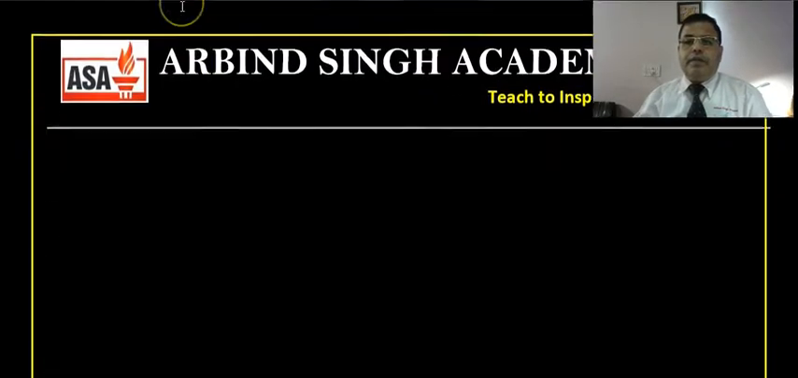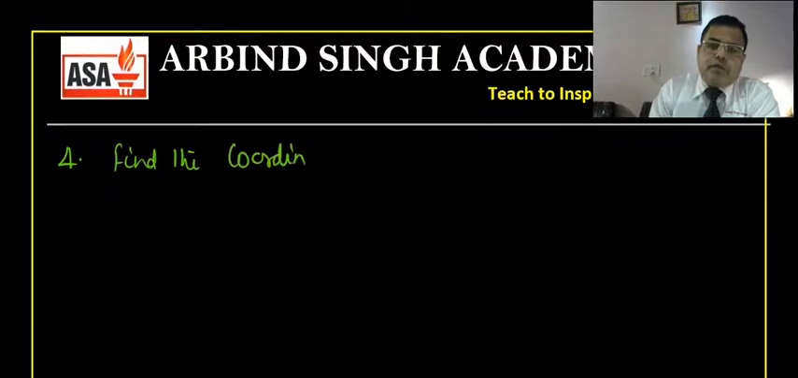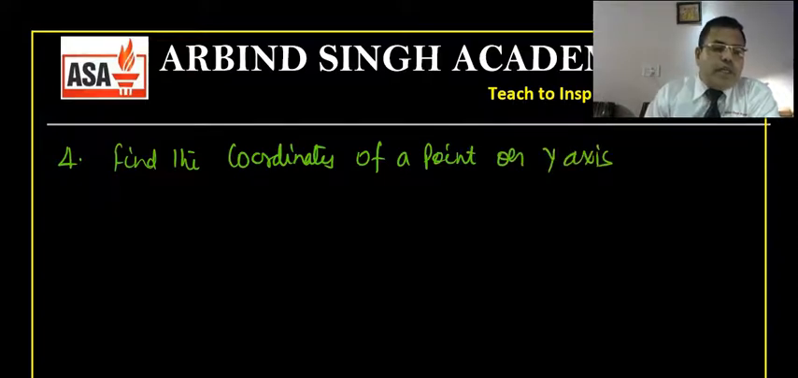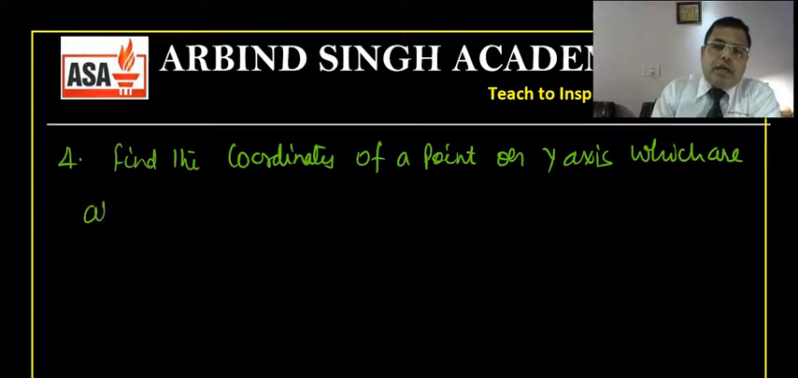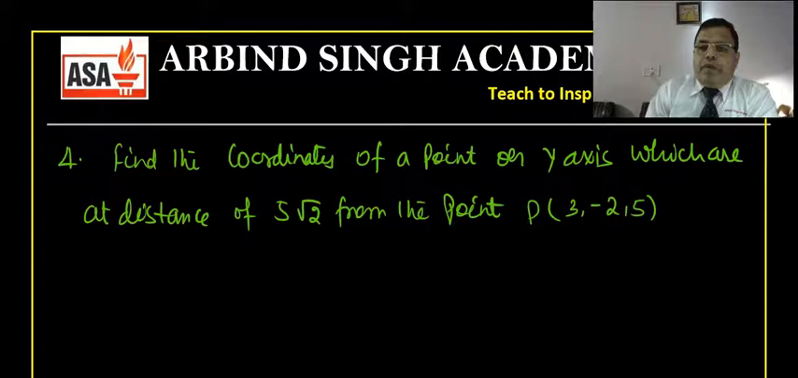Okay. Now the next question is, here again, question number 4. And question number 4 is: find the coordinates of a point on y-axis which are at distance of 5 root 2 from the point P (3, minus 2, 5). So any point, coordinate of point on y-axis.